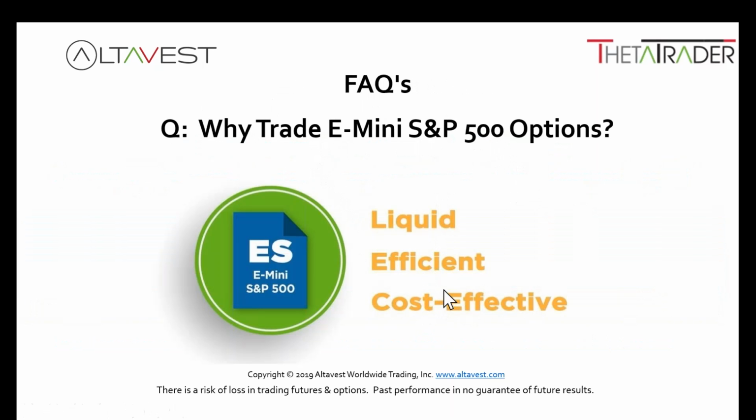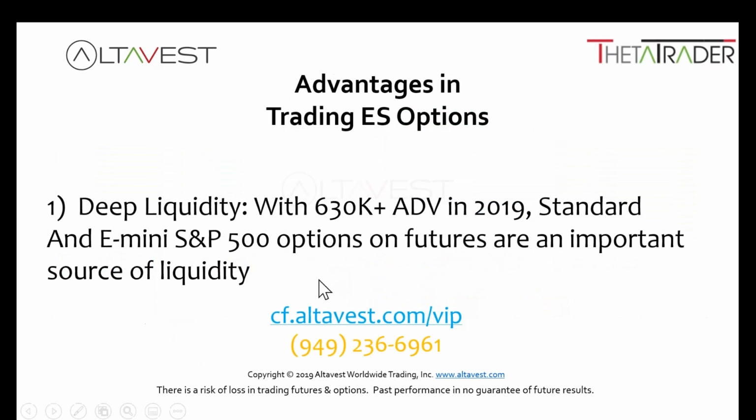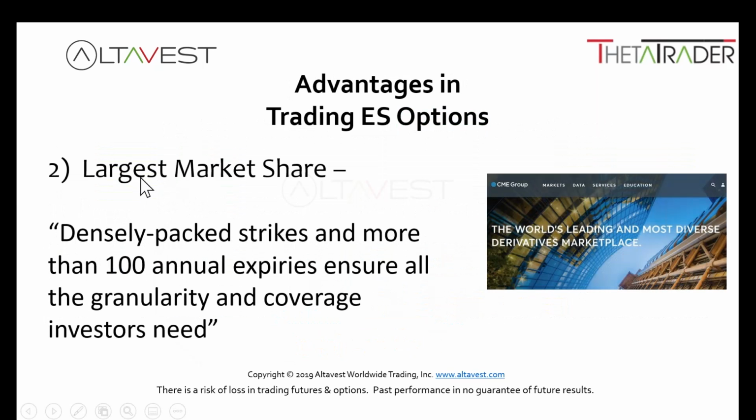They're liquid, efficient, cost-effective. Five additional reasons. Deep liquidity. I won't go into all the details and numbers. Largest market share. This is the key here, though. This is why you can't do it on stock options. If you try to trade a 6-legged spread like a dragonfly on a stock option, you can't do it.